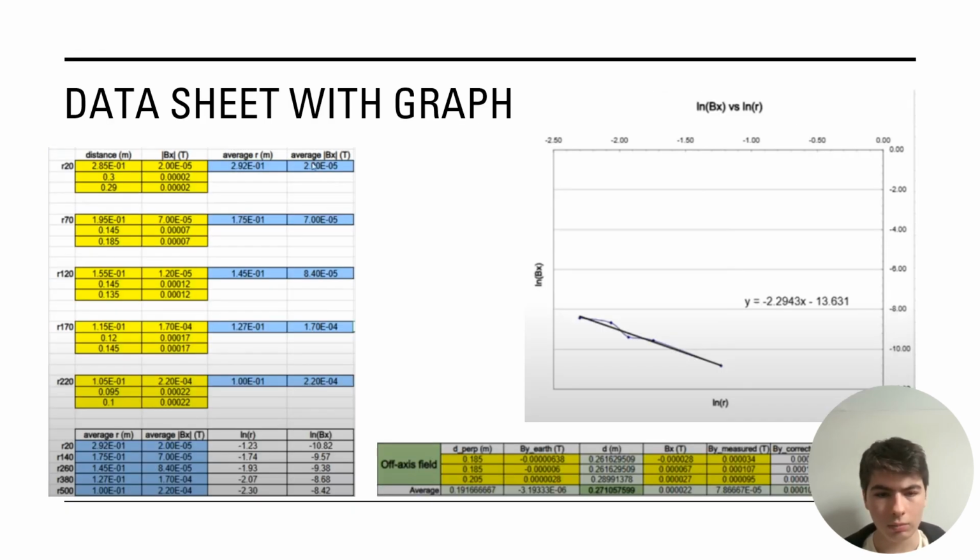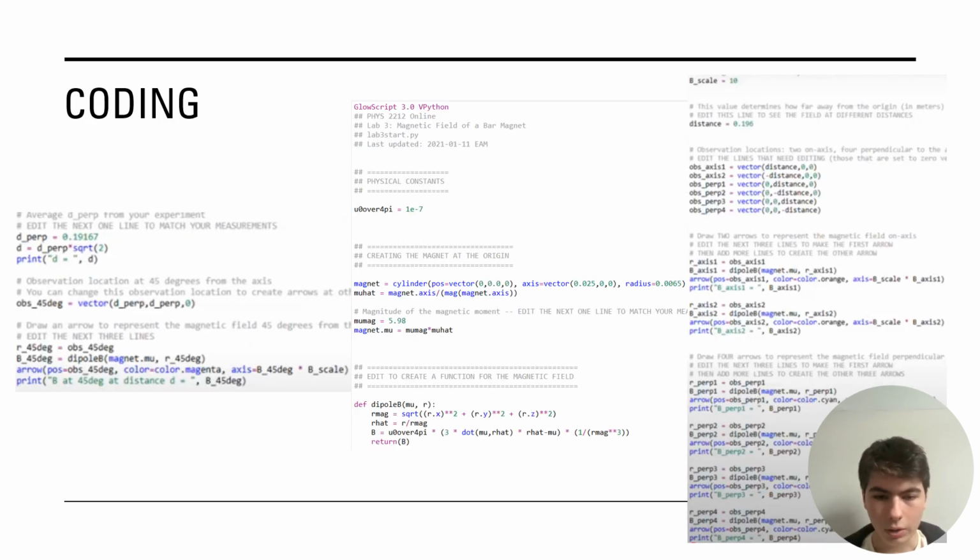So by doing this, we get sort of this data sheet. You can see on the right is the ln of Bx by ln of r sort of graph, and you can see that the left side and the bottom side is where the data is. Okay, so here's our code.